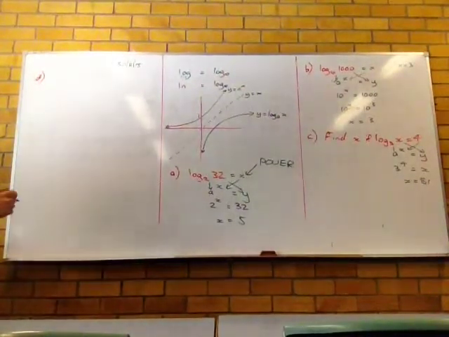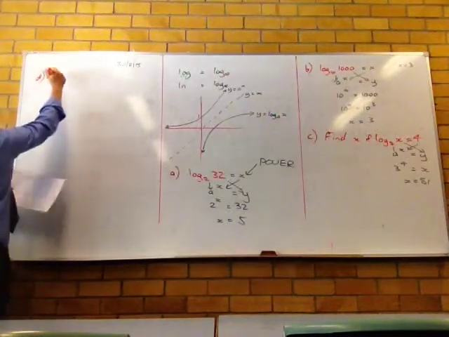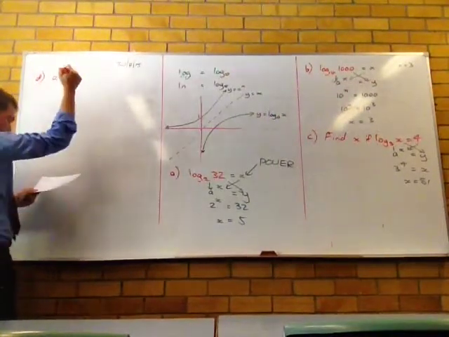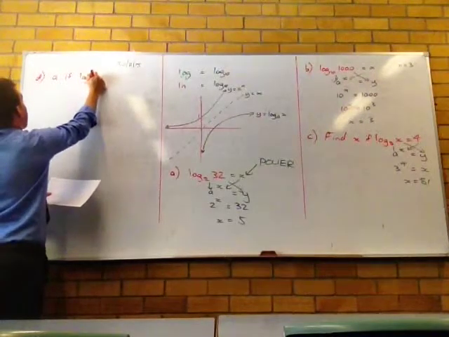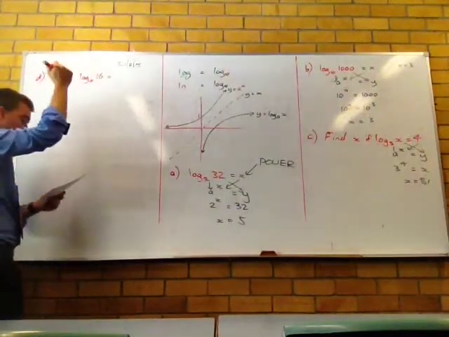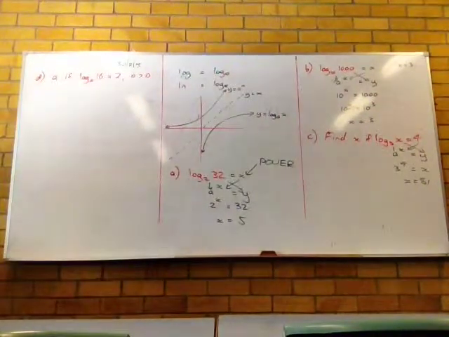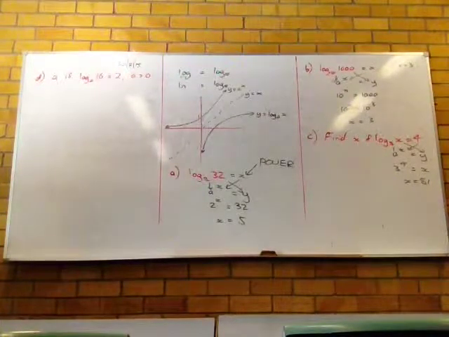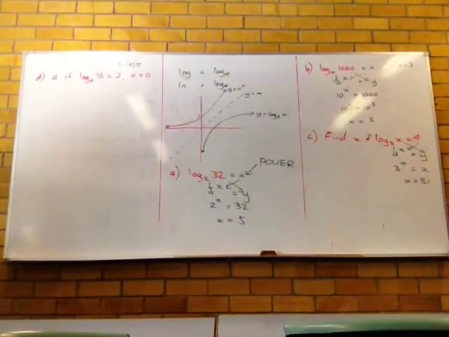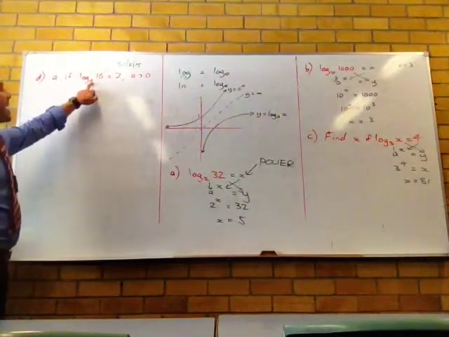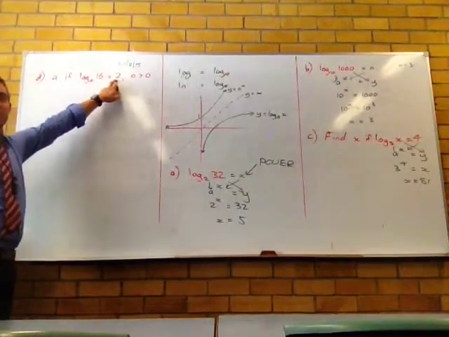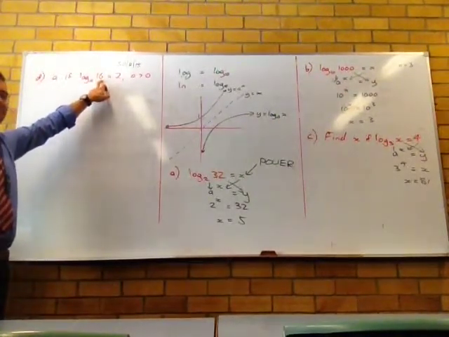D. Find A, better letter. Find A if log base A of 16 is 2, where A is greater than 0. Right, who can tell me the answer before we do any working? That will be 4, okay, because what base to the power of 2 equals 16? Okay, 4.